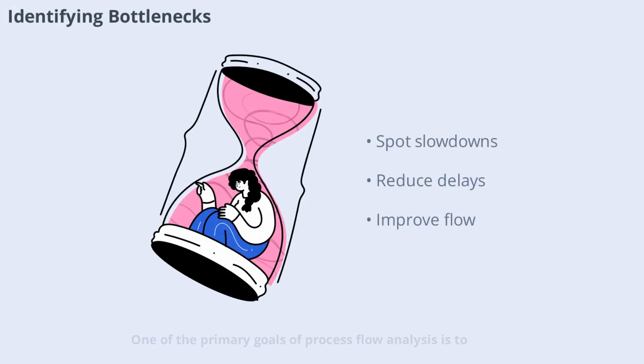One of the primary goals of process flow analysis is to identify bottlenecks, points in the process where work slows down or piles up. Bottlenecks can lead to delays, increased costs, and reduced customer satisfaction. By pinpointing these problem areas, organizations can take targeted actions to eliminate or reduce their impact. This might involve reallocating resources, automating tasks, or redesigning workflows. In the next scene, we'll discuss how to spot bottlenecks in your process flow.